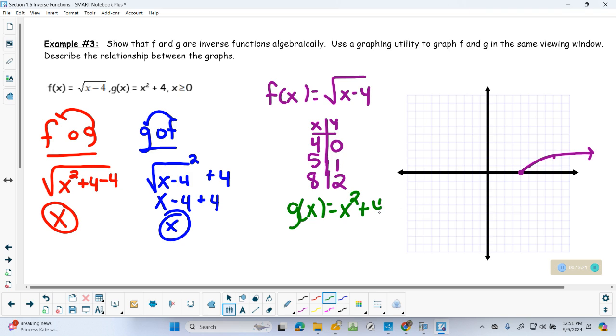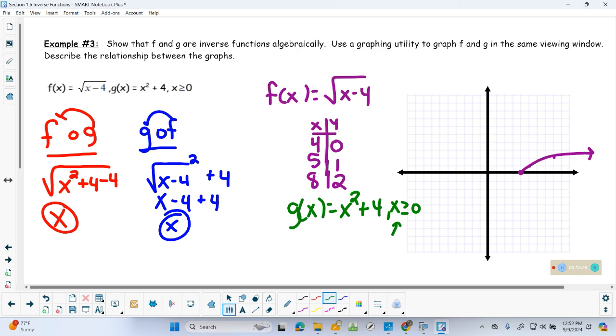X squared plus 4. We do need to talk about this greater than or equal to 0. Now, you can, of course, put the x squared plus 4 in your calculator and graph it, but we should know what sort of shape that's going to make with the x squared. I see you guys doing this, parabola, but we're only going to have half of it because of this little note, greater than or equal to 0. So work smarter, not harder. I know they're inverses. I'm just going to flip these points and graph them, okay?